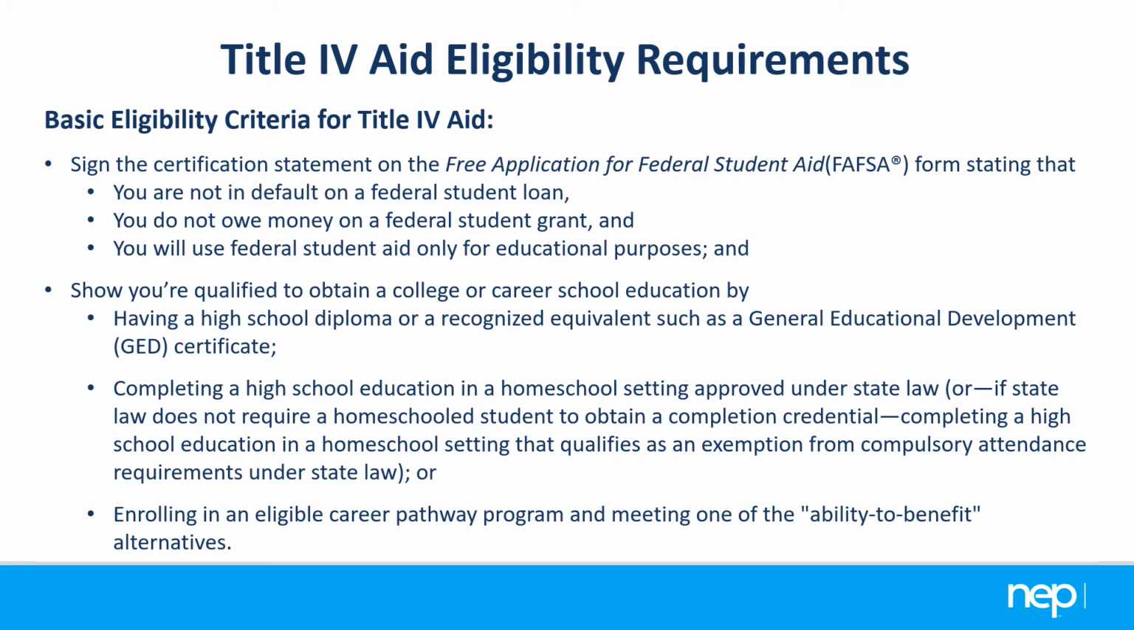To be eligible for Title IV aid, a student must sign the certification statement on the FAFSA stating that you are not in default on a federal student loan, you do not owe money on a federal student grant, you will use federal student aid only for educational purposes, and show you are qualified to obtain a college or career school education by having a high school diploma or a recognized equivalent such as a GED, completing a high school education in a homeschool setting approved under state law, or enrolling in an eligible career pathway program and meeting one of the ability to benefit alternatives.